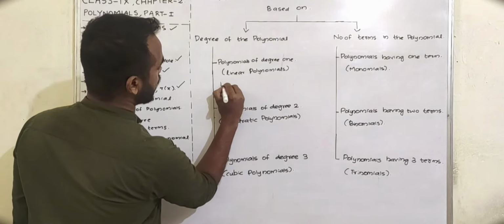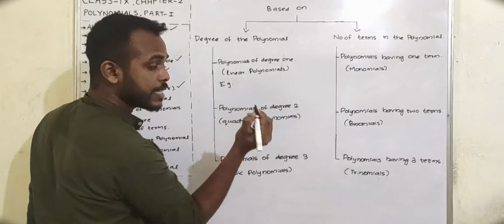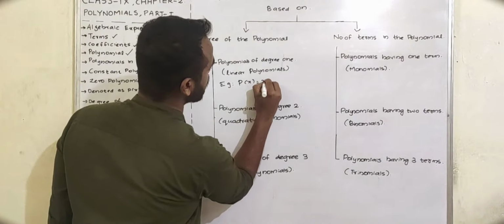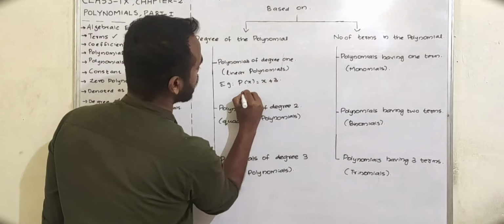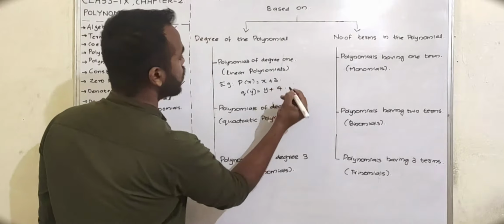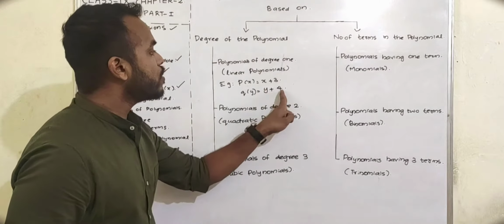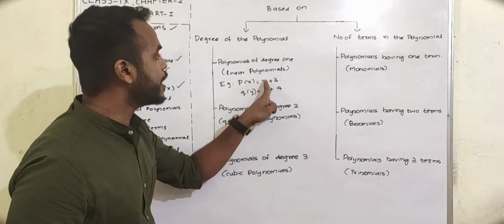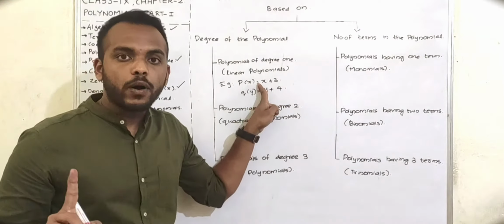So I'm going to write the examples over here. You can create your own examples. For example, p of x is equal to x plus 3. Then q of y is equal to y plus 4. So what's the degree of this polynomial? It's 1, right? Then the degree of this polynomial is also 1.